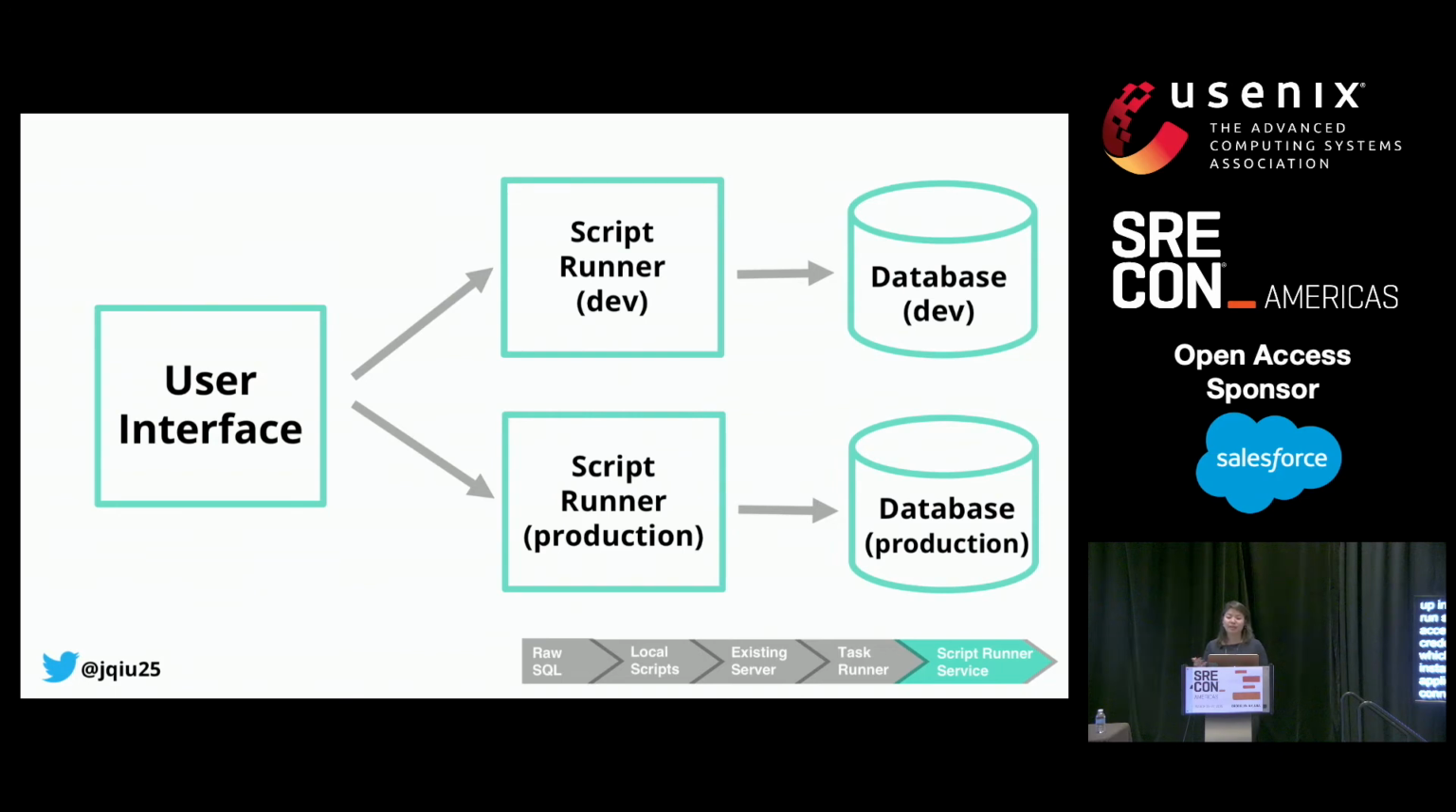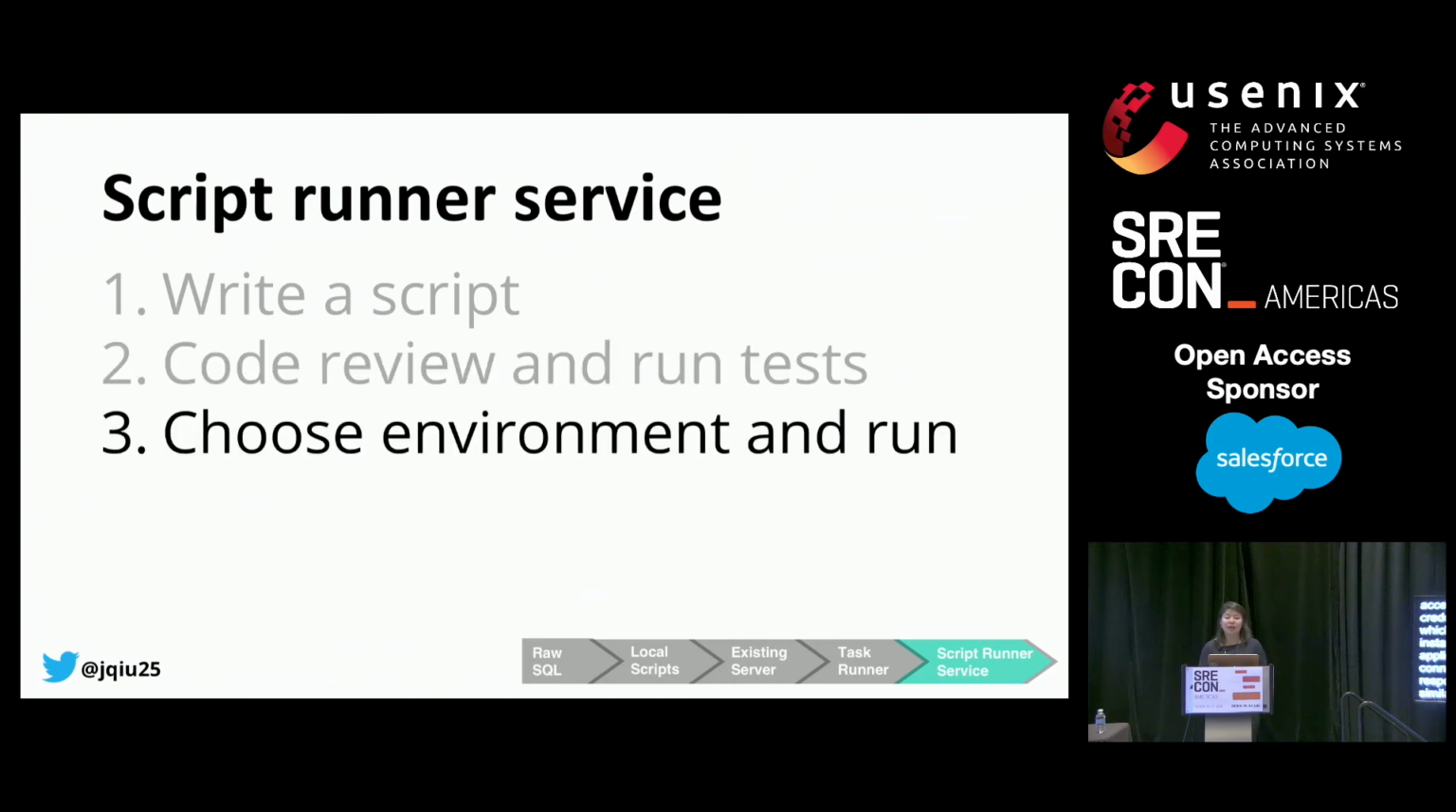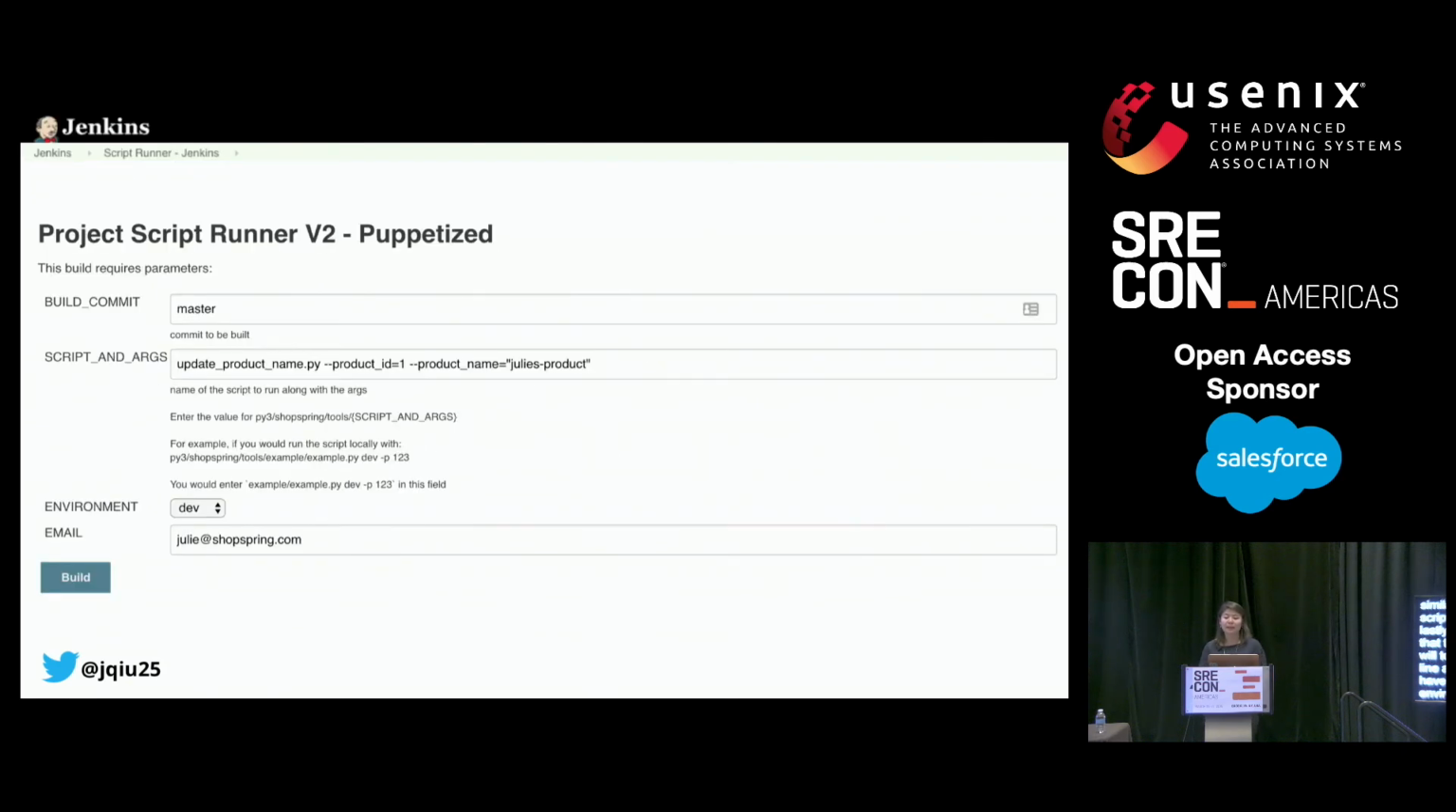So the steps for running the script are really similar to the steps with using a task runner. You would write the script, you would get a code review, tested and merged. And then lastly, the key difference here is that for the task runner, we had to input a series of command line arguments, but now all we have to do is select the environment we need to run it in. And this is what this UI looks like. So we would go to the interface, type in the file path of the script, pick the environment, and then just click build. And all of the command line arguments that we had to manually enter before, they're now available as environment variables on the script runner server.